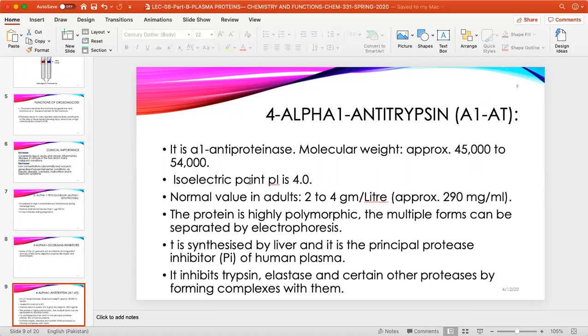Isoelectric point जो है इसका, that is 4. Normal value in adults is 2 to 4 grams per liter, approximately 90 milligram per milliliter. And this protein is highly polymorphic, so the multiple forms can be separated by electrophoresis, and it is synthesized by the liver. It is the principal protease inhibitor of human plasma. So this is very important, right?